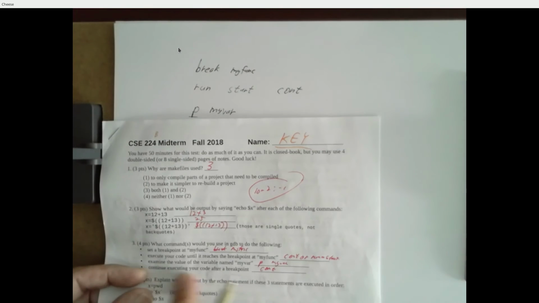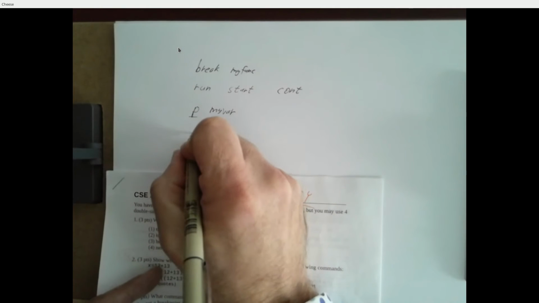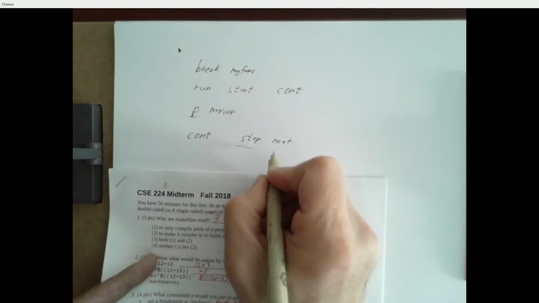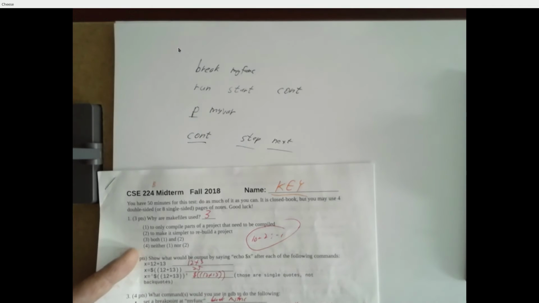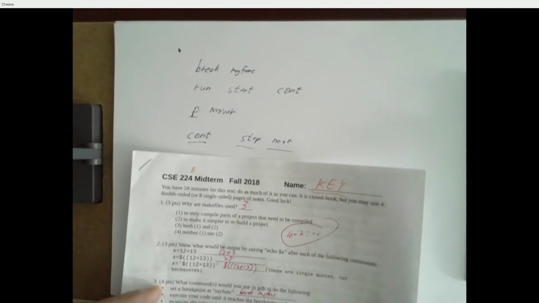And then continue executing your code after a breakpoint. I was kind of looking for continue, right? But if you said step or next, I gave you credit for that. But these don't just kind of let the program keep running. They execute a single piece of your program, and then they come right back to you for more instructions. Continue says start executing more and keep going until you hit a breakpoint or an error or the program exits, or you need to read from the user, right? So that lets you keep running.